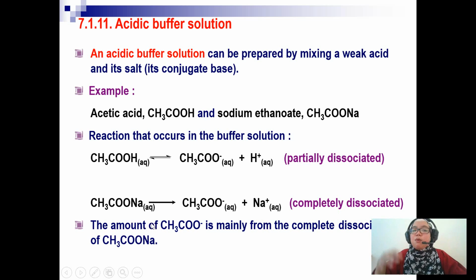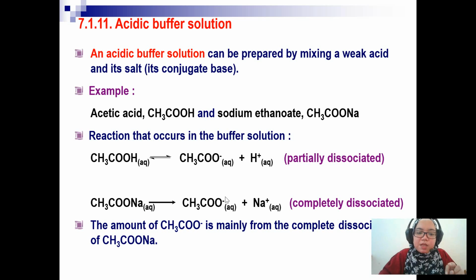So here you can know that the buffer solution actually consists of acetic acid, CH3COOH. Because it is partially dissociated, there is still a high concentration of it in the buffer solution. And second, it consists of ethanoate ion CH3COO minus because of the complete dissociation of sodium ethanoate. So there are two components in an acidic buffer solution.